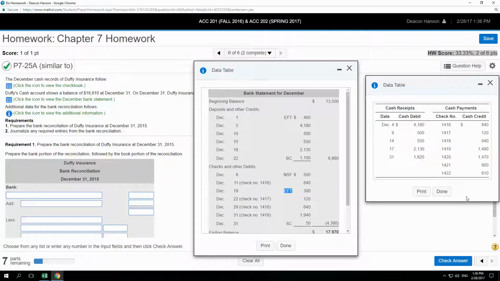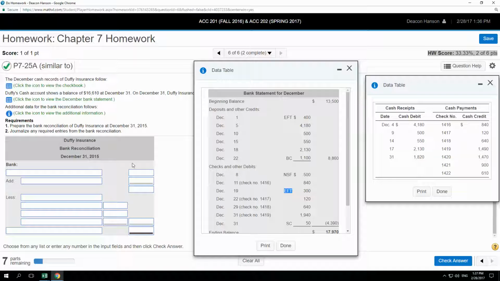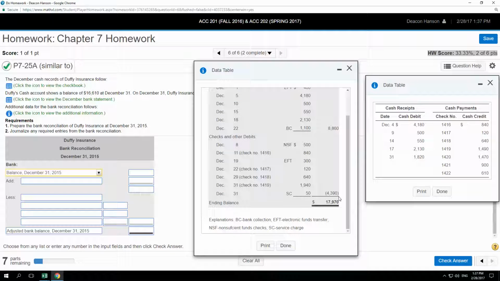So let's see. They want me to balance this bank account, or reconcile it. The first thing we're going to do is take the bank balance and reconcile it down to a corrected balance, or what they're going to call an adjusted bank balance at December 31st, 2015. So you start with the balance from the bank statement. You get your bank statement in the mail, and the ending balance is $17,970 at the bottom of the bank statement.